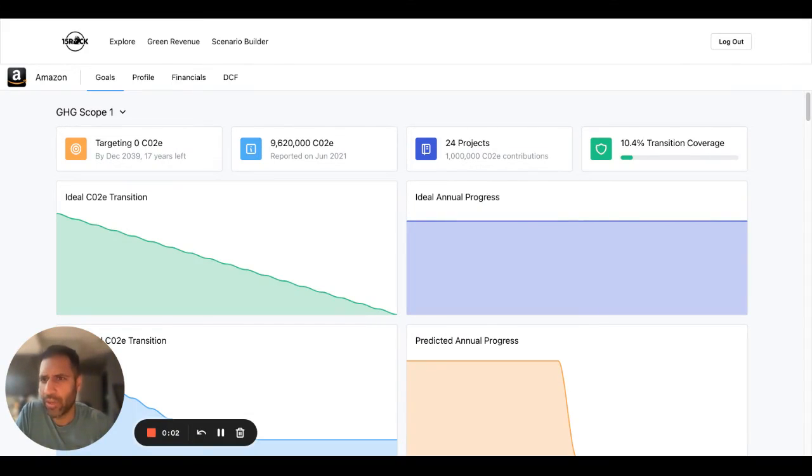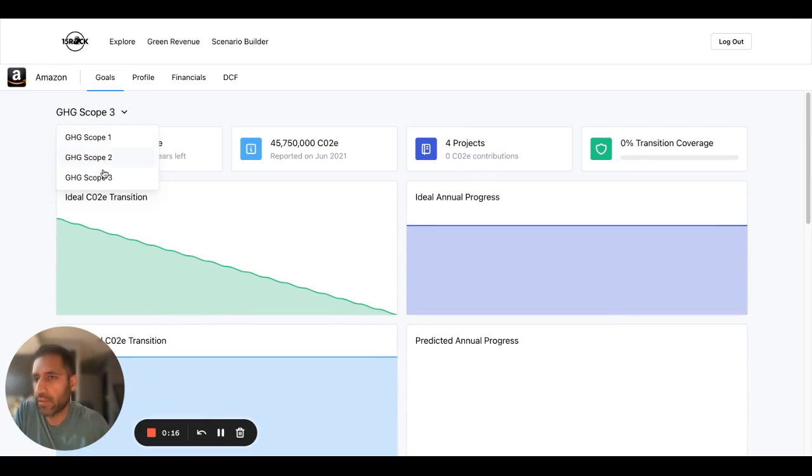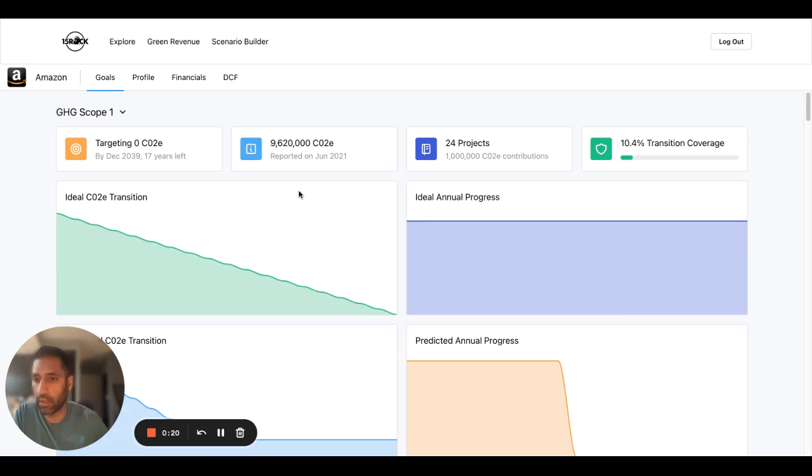Hi there. So here what I'll do is I'll show you how to look up a company's transition or abatement plan. When you go to a company, the first page is their goals page, and you can switch between scope 1, 2, and 3. This is where the company reports their greenhouse gas emissions, but we also support other emission types like methane and so on, if they do disclose that.